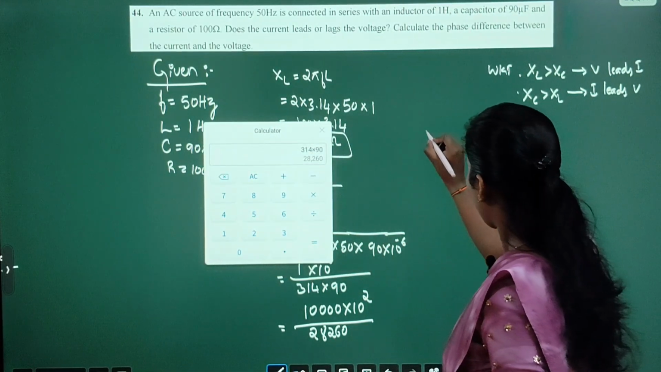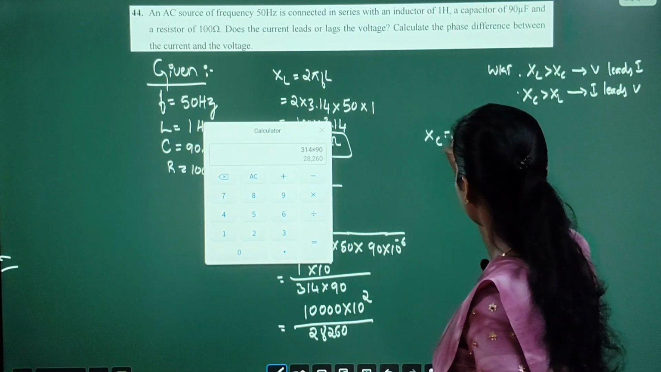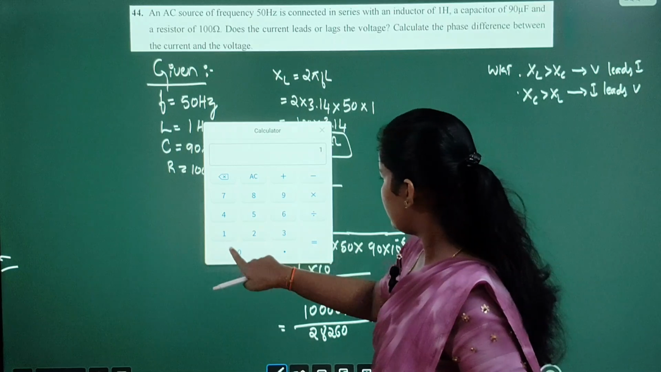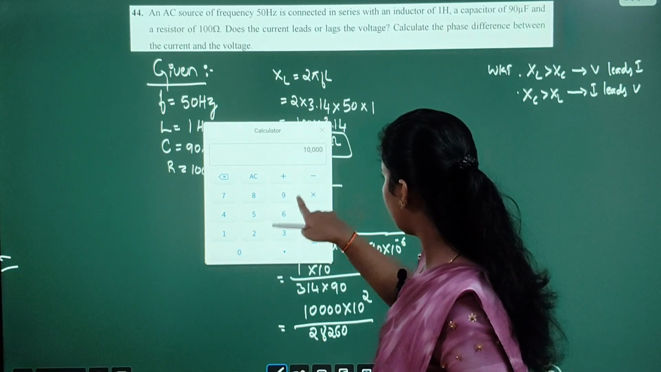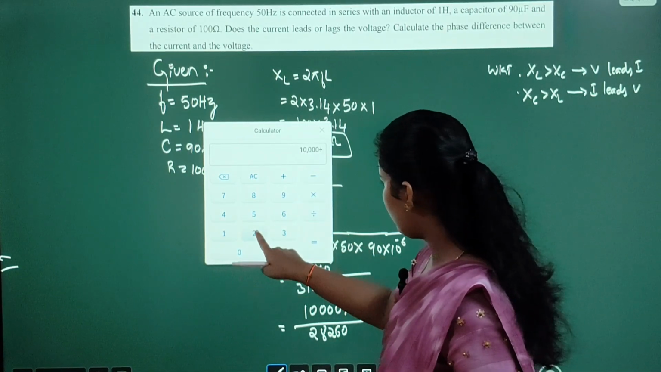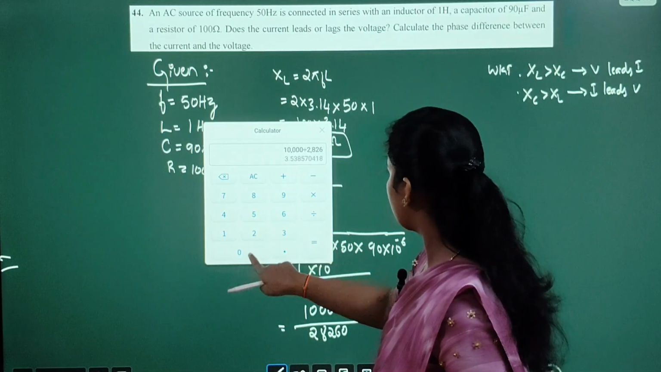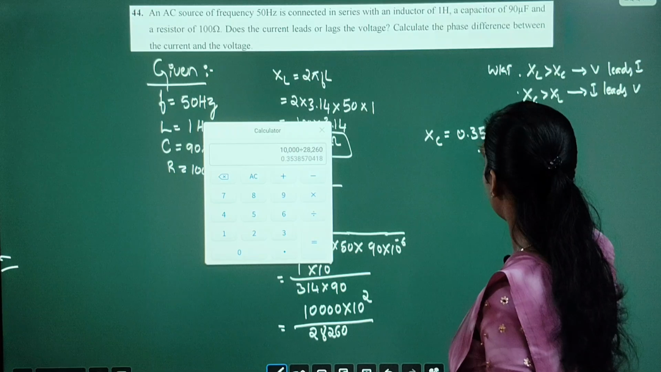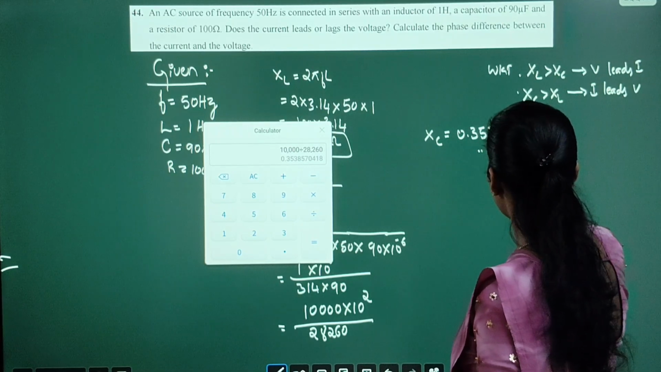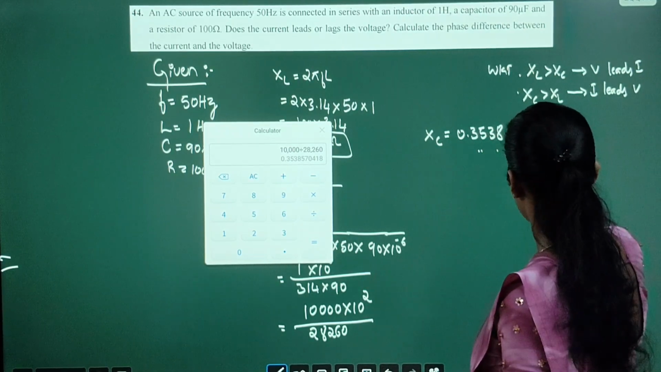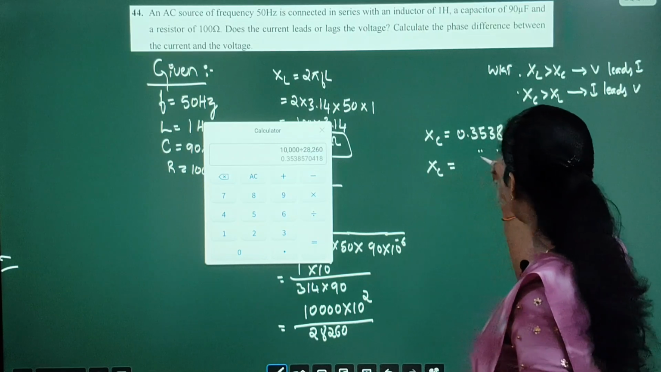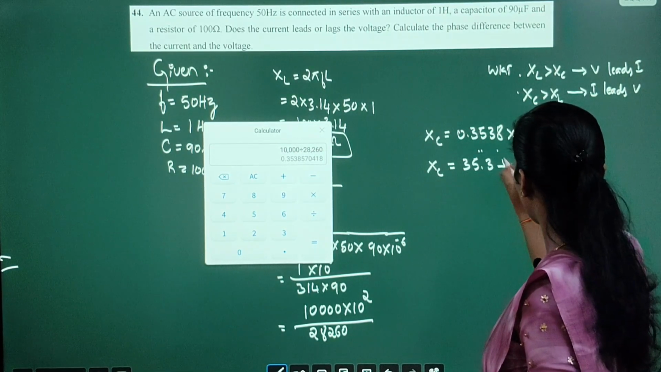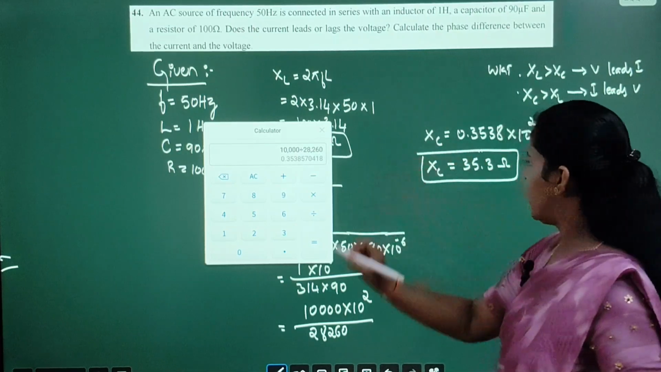And here XC is equal to 10,000 divided by 28260. So what is the value? 0.3538 into 10 to the power of plus 2. Okay, so here the XC is nothing but, shift the point, 35.3 ohm. So this is the capacitive reactance.